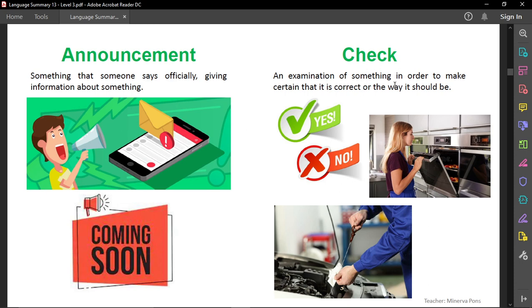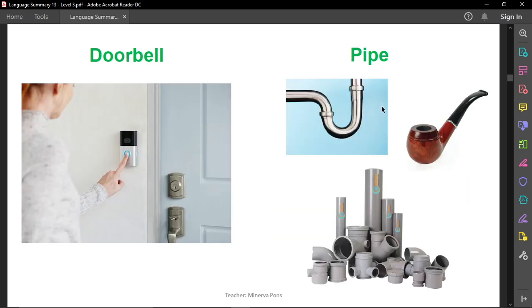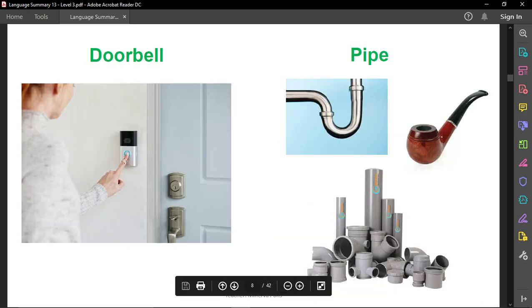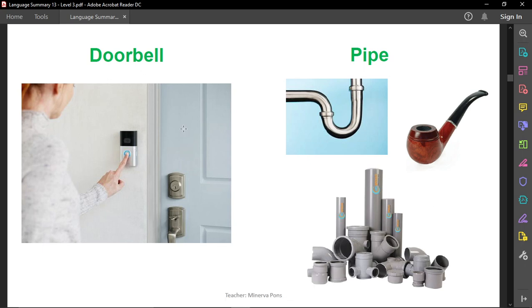Check. An examination of something in order to make certain that it is correct or the way it should be. When you check something, you make sure that it is okay, basically. For example, if you're cooking something, you first check, you take a look at the thing that you're cooking before taking it out. As well as you can check the oil of your car. Doorbell. The doorbell is this type of button that is outside the doors of houses that is used to call the attention of the people living inside. It usually has a ring, like ding, ding, something like that.